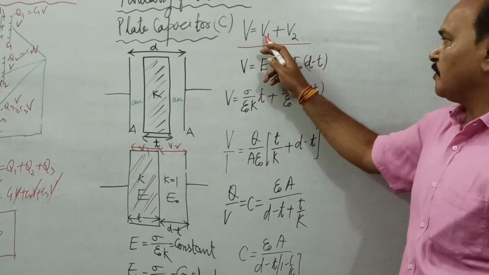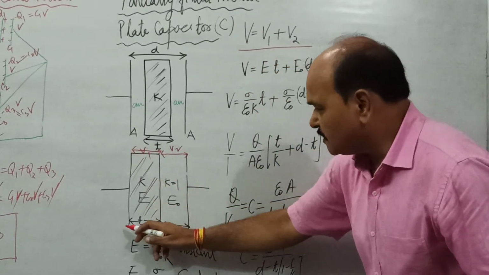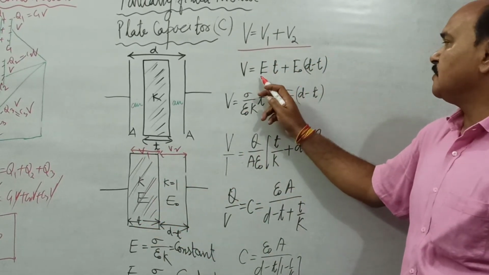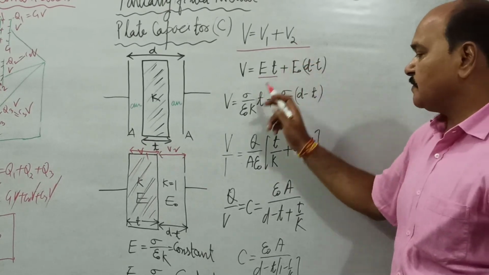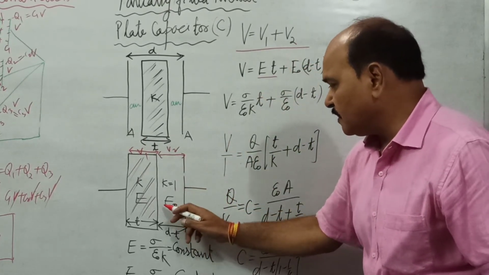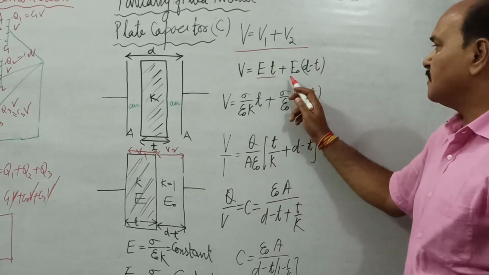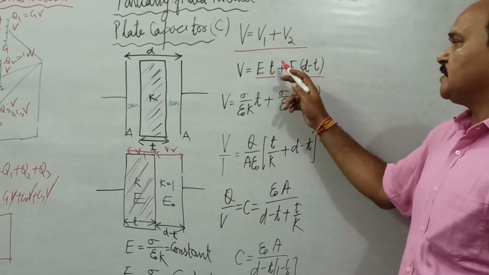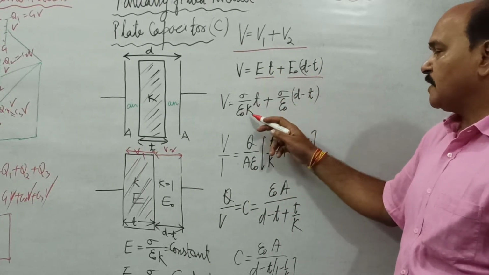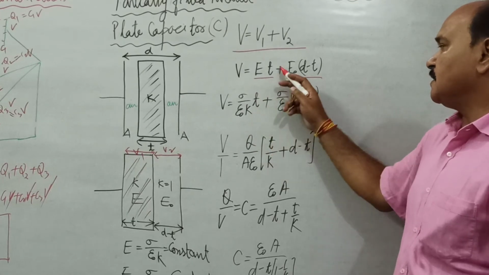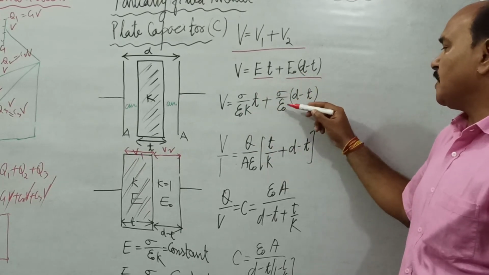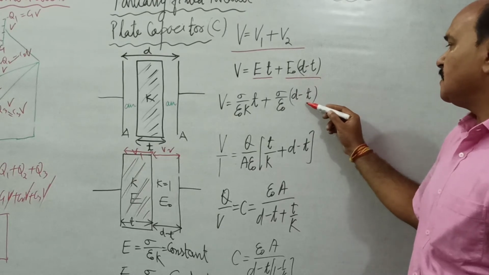This V1 is going to be what? Electric field here into this distance t, that is E into t. And this potential difference V2 here is going to be what? Electric field here into the distance d minus t. What is E? E is sigma upon epsilon naught K, into t, written as it is. Then E naught is sigma upon epsilon naught, into d minus t.